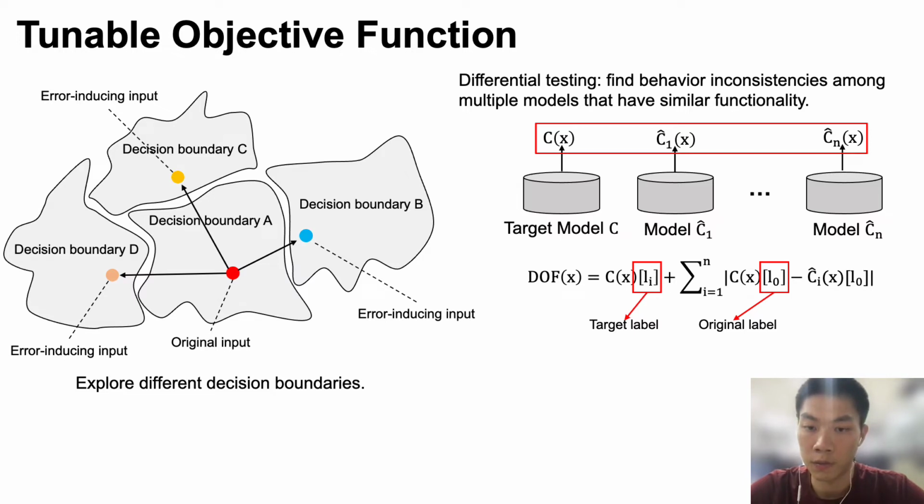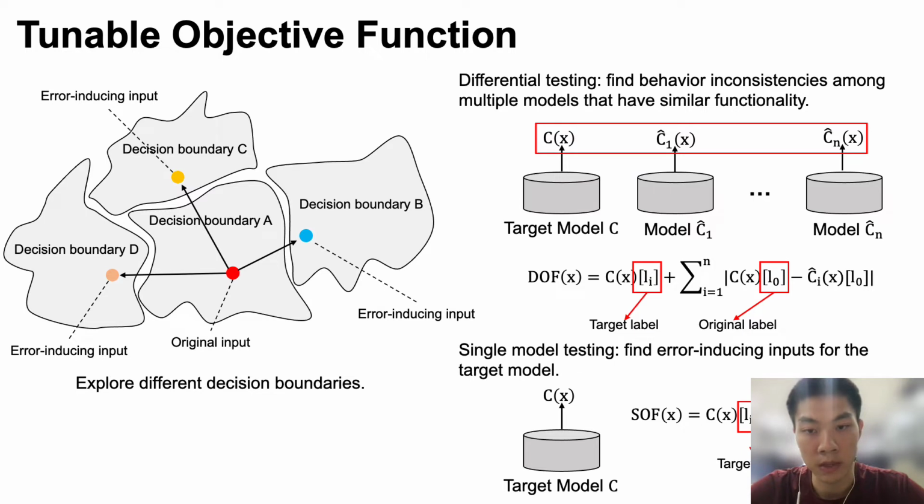We propose the DOF to identify inputs that can maximize the prediction difference between the target model and other models. In DOF, the first term means fully exploring the target model C, where Li is dynamically adjusted for exploring different decision boundaries of the model. The second term aims to find disagreements between the target model C and a batch of other models, as such disagreements indicate erroneous inputs are found.